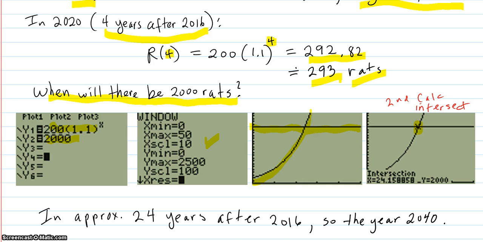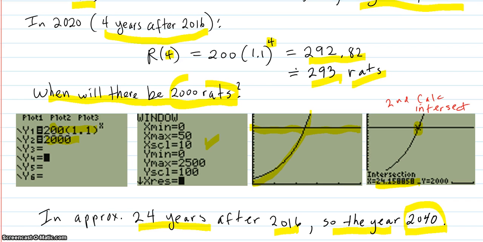Okay, and then you come up with this. So in about 24 years, a little bit over 24 years after 2016, there's going to be 2,000 rats. So in the year, you just add 24 to 2016, you get the year 2040. So that's it.